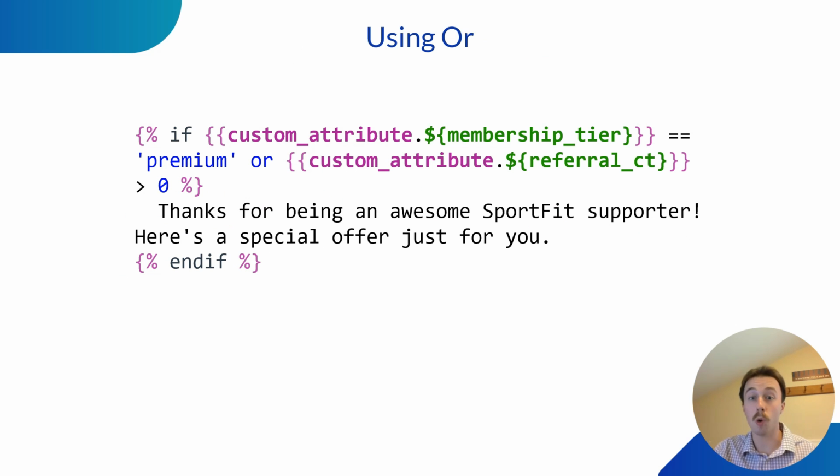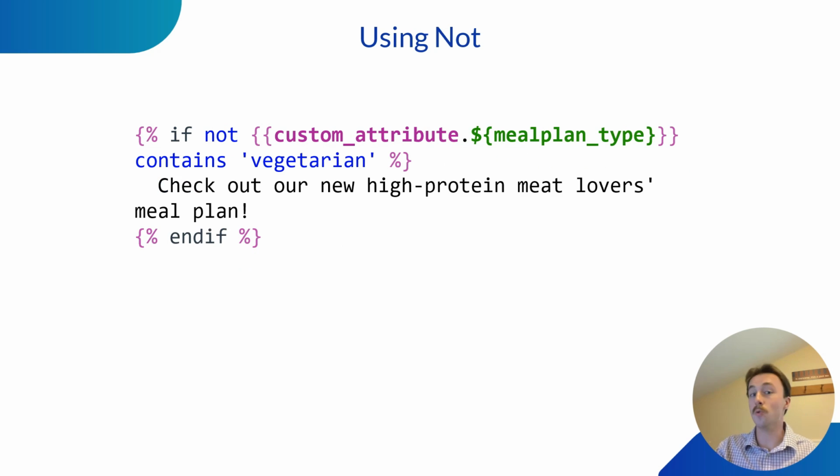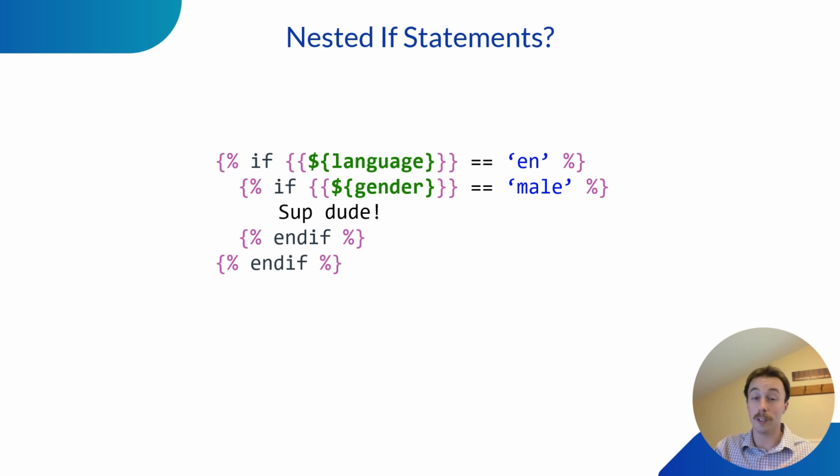We can also use or statements, which will execute if either statement is true. Let's target our premium members or those who've referred friends. Do not forget about the not operator, which will only execute if the statement is not true. So if the customer doesn't have any meal plans that are vegetarian, then they will get a message about the new meat lovers plan.